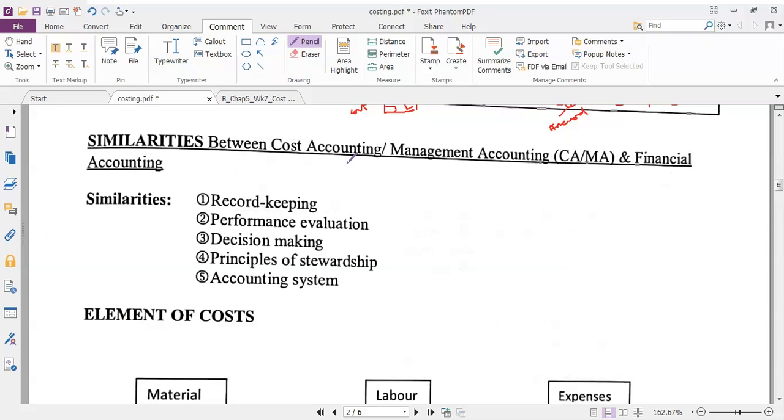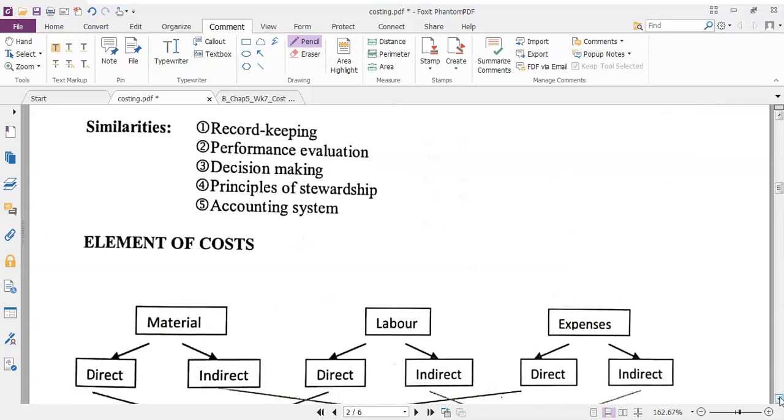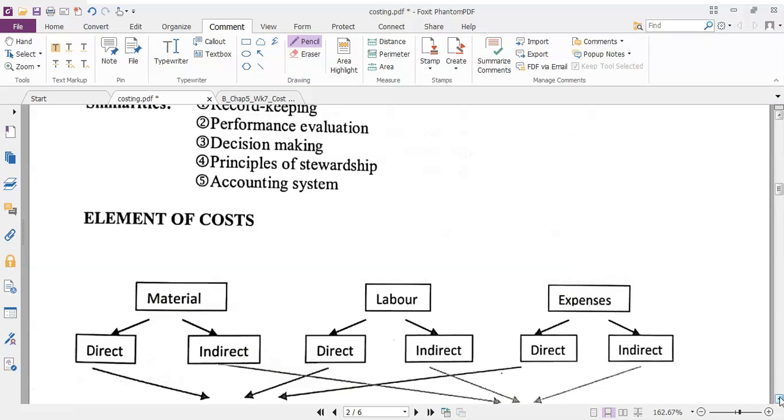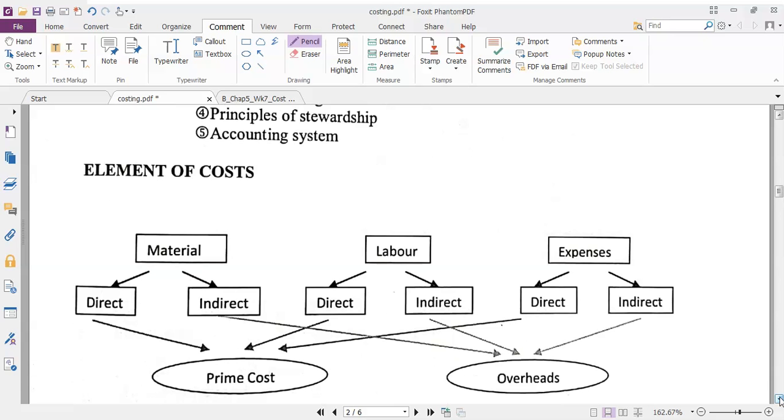Itu performance evaluation. Yang ketiga, melibatkan decision. Okay, dua-dua ni cost accounting dan juga financial accounting, dia melibatkan decision making. Principles of stewardship and also accounting system. Cost accounting tu dia ada sistem dia sendiri, okay? Similarities ni tak terlalu important untuk you tengok. Tapi the difference tu memang penting lah akan masuk check. Soalan tu akan masuk dalam final exam, okay?